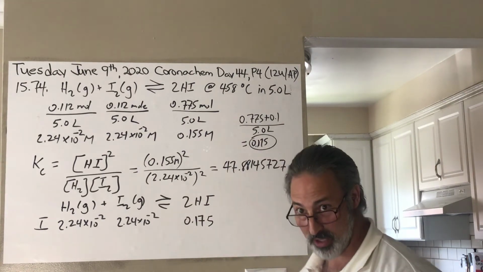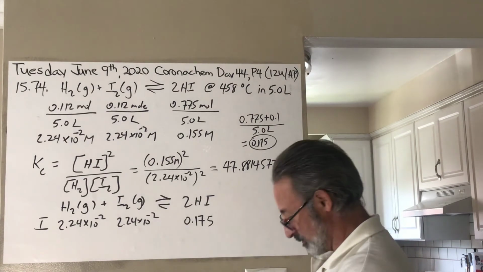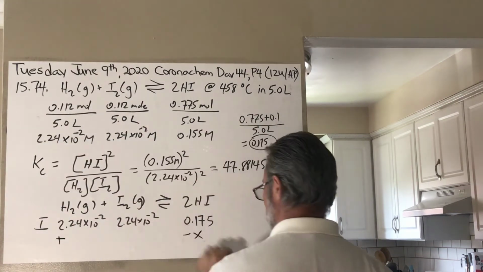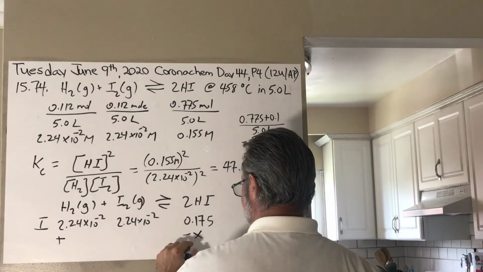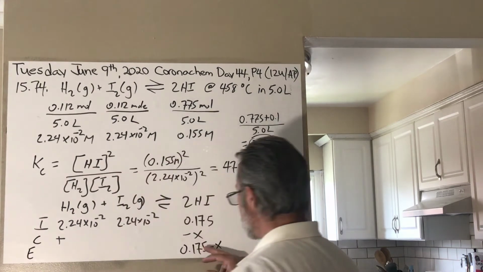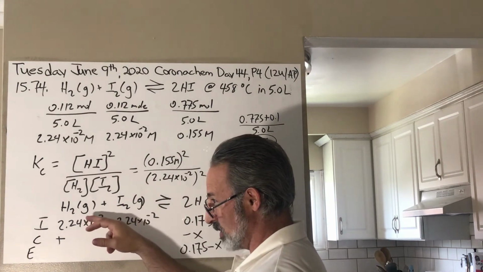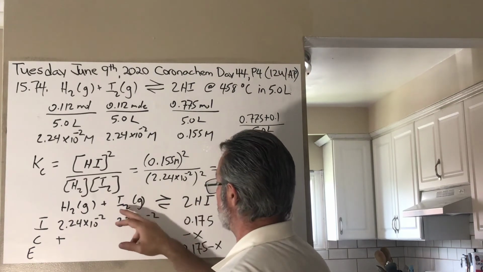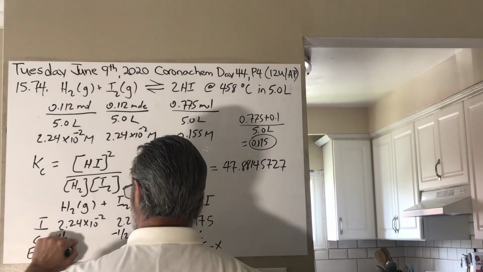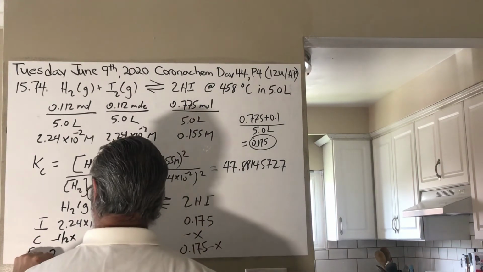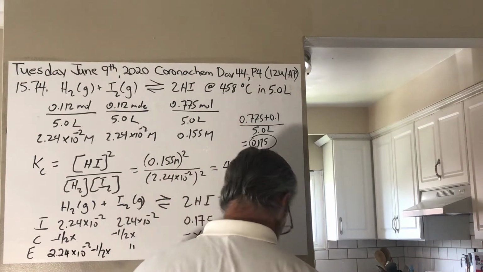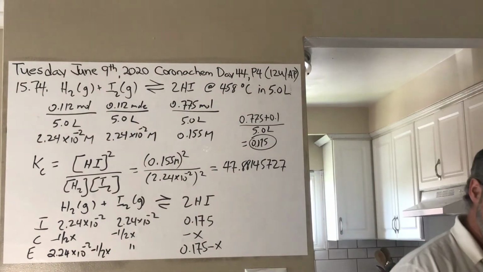Now we've disturbed the equilibrium, so likely it's going to move left. So this is going to increase, and this is going to decrease by an amount x. So at equilibrium it is going to be 0.175 minus x. And because this decreases by x, these will increase by 1/2 x, because the stoichiometry is 1 to 2. So at equilibrium we have 2.24 times 10 to the minus 2 plus 1/2 x in both cases.